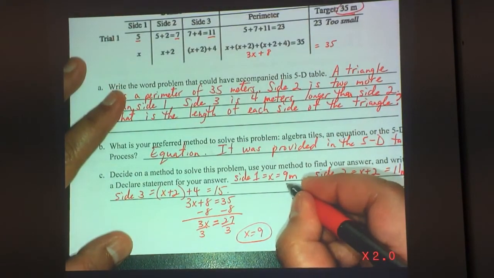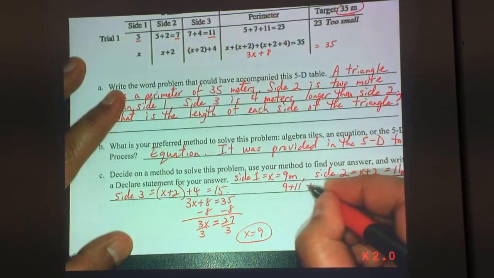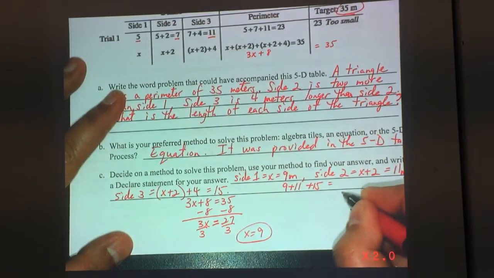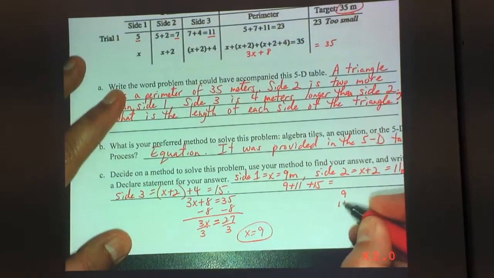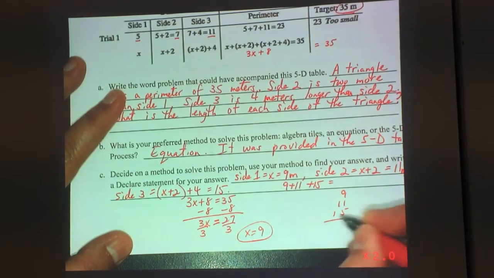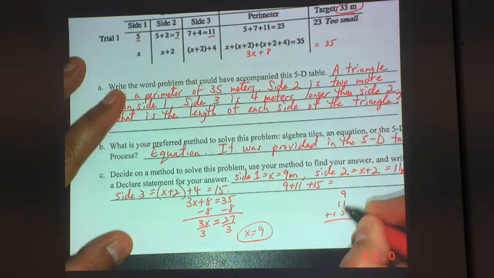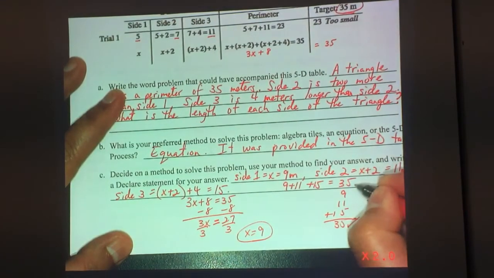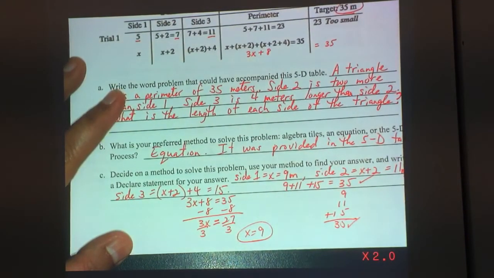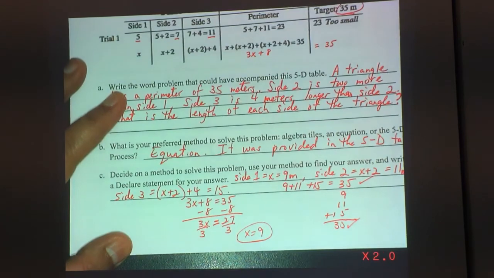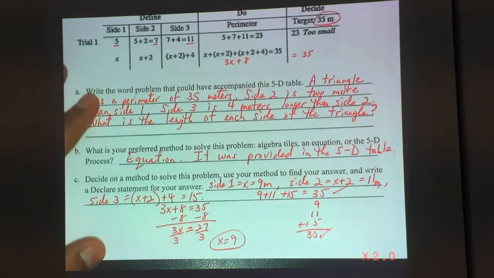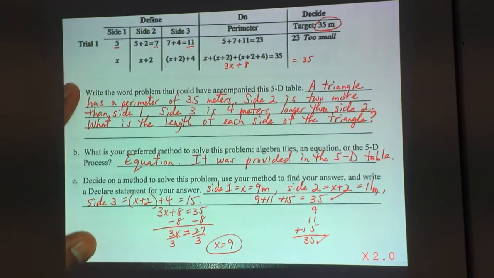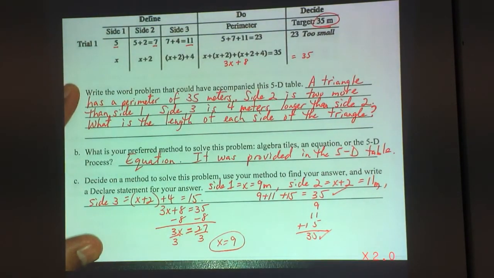We do 9 plus 11 plus 15. I'm going to go down here. 9, 11, and 15. What is that? That's 20, 35. Hey, check, check. All right. This was a shorter lesson. Okay. So this concludes lesson 6.2.7.